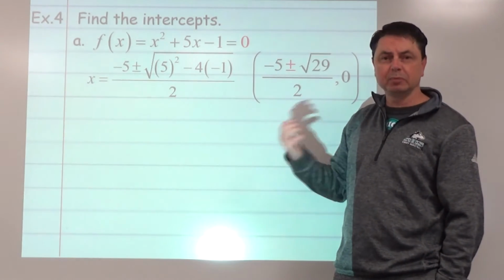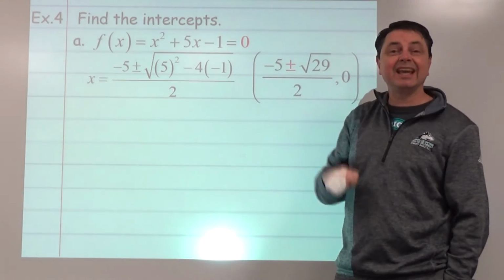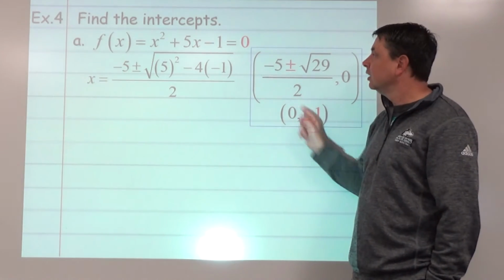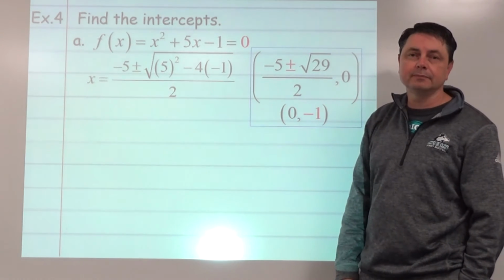We said the y-intercept would be pretty easy. Substitute in 0. 0 plus 0 minus 1 is negative 1. So we substitute in 0 for x. We got negative 1, which is our c value from standard form. So that's part A.